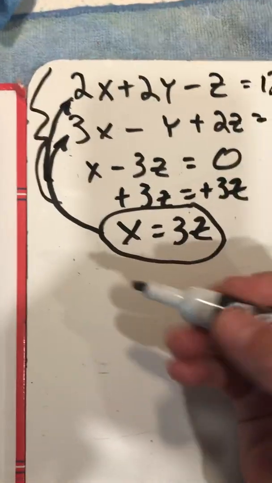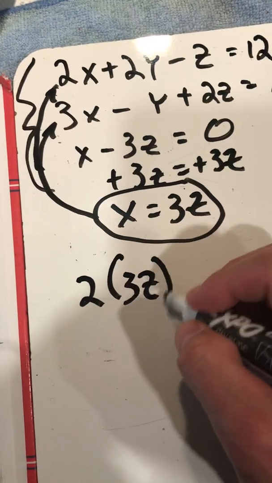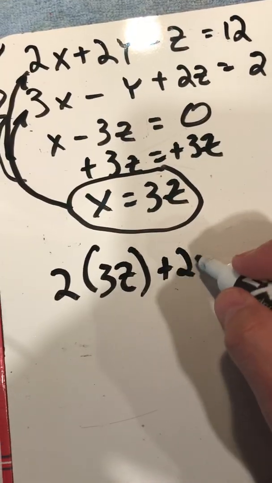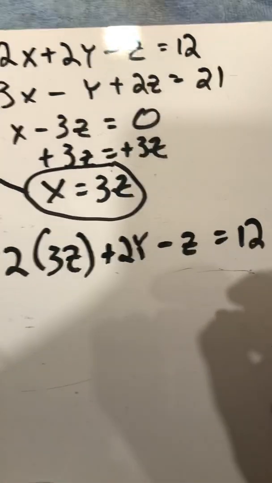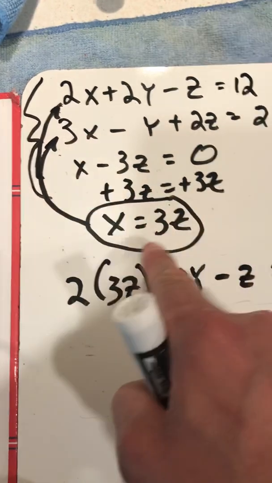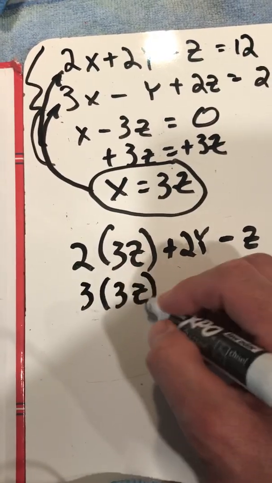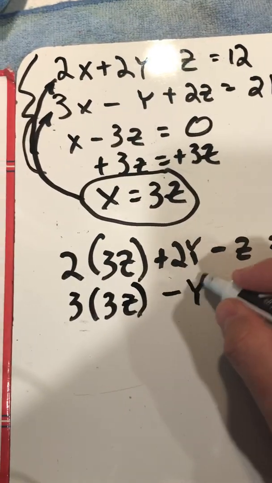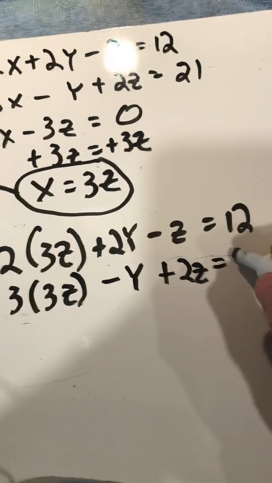So, let's see, 2 times 3z, because that's what x is, right, plus 2y, minus z equals 12. And then 3 times 3z, I always use parentheses when I substitute stuff in, minus y plus 2z equals 21.